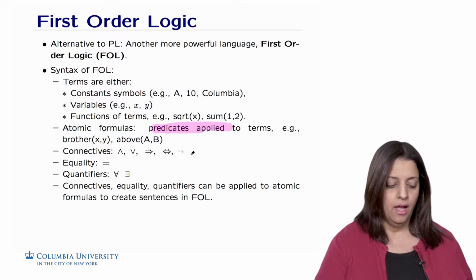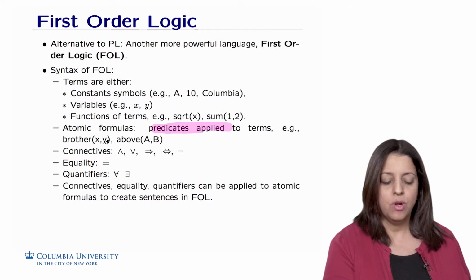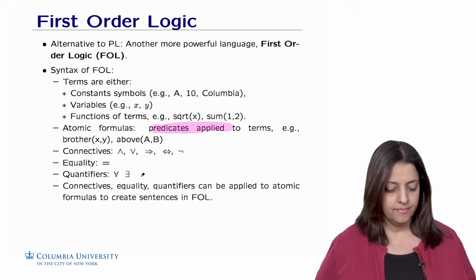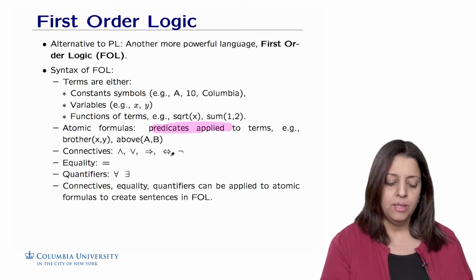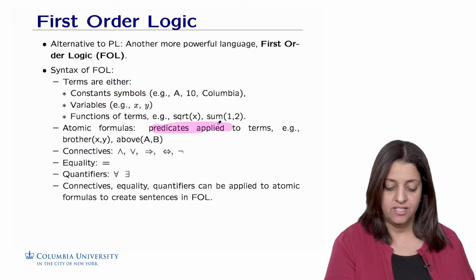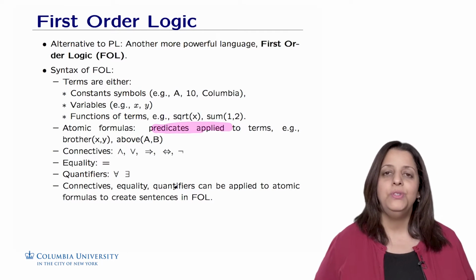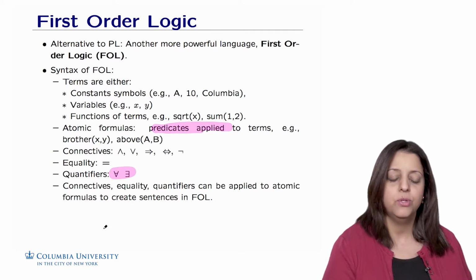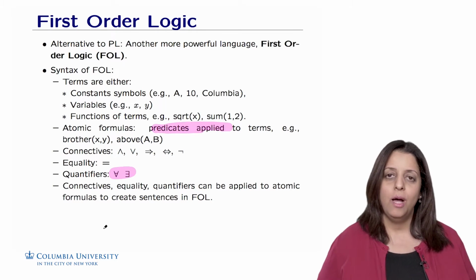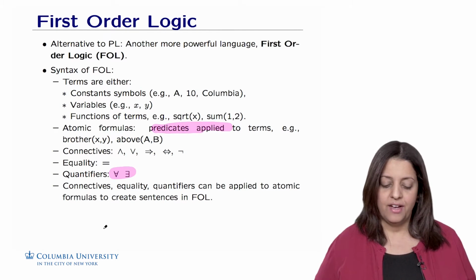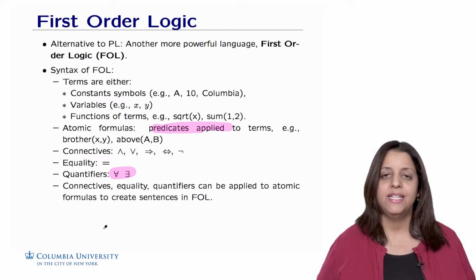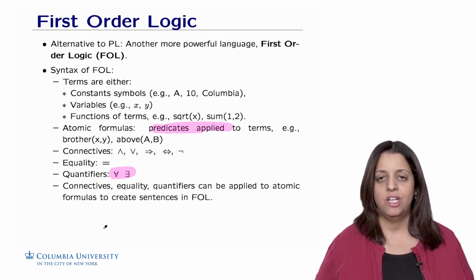We're going to talk about atomic formulas that are predicates that apply to terms. For example, brother(x, y) means that x is brother of y, or the element A is on top of the element B. We're going to keep the same connectives: the conjunction, disjunction, implication, double implication, and negation. We're going to be able to use equality, especially since we deal with functions as well. We're going to use what we call quantifiers, and these are very important to express information about all objects or some of the objects. So the connectives, the equality, and the quantifiers can be applied to atomic formulas to create sentences in first-order logic, which we call FOL.